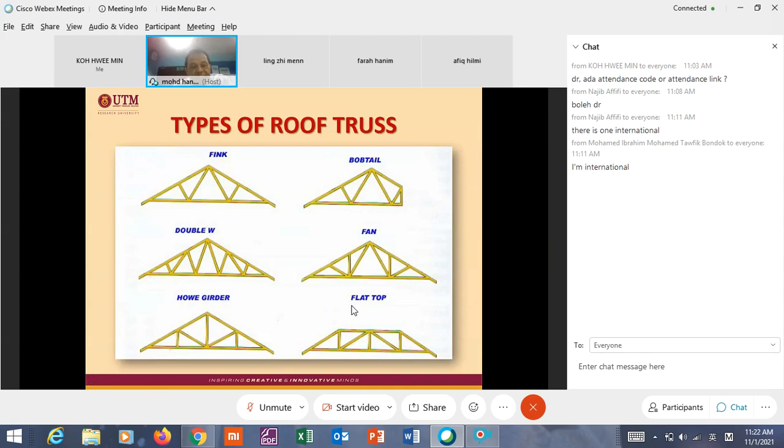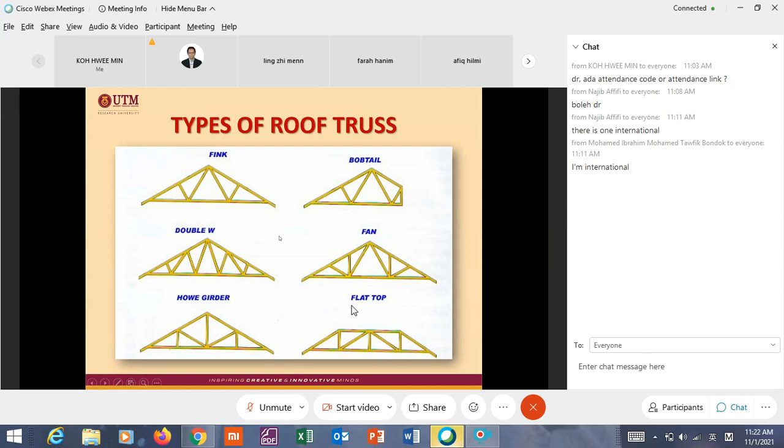This is just to show different types of truss. You can check from the manufacturer's details or from the internet. Whatever the name, double hole girder, fan, bobtail, flat top, the name is not important. What is important is how to calculate or analyze the process.